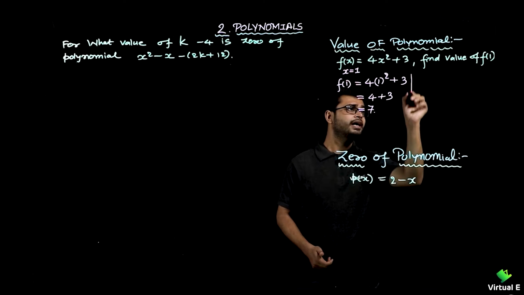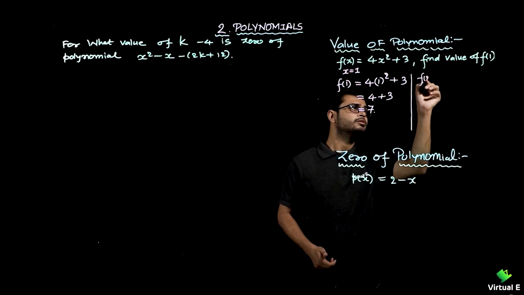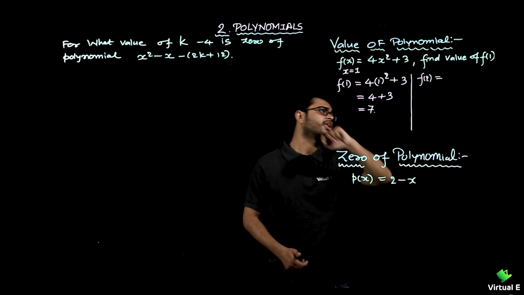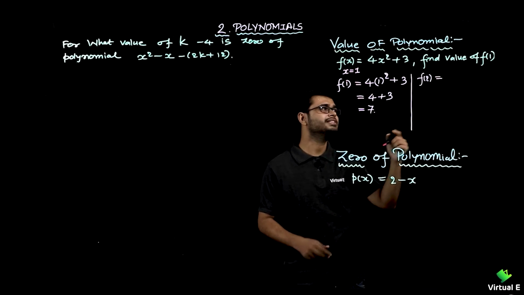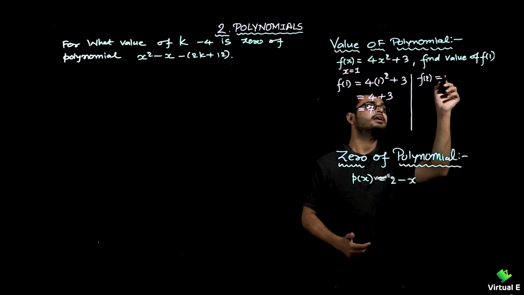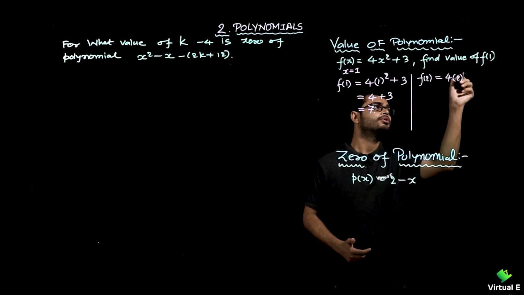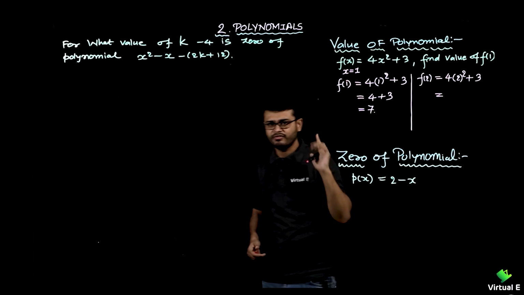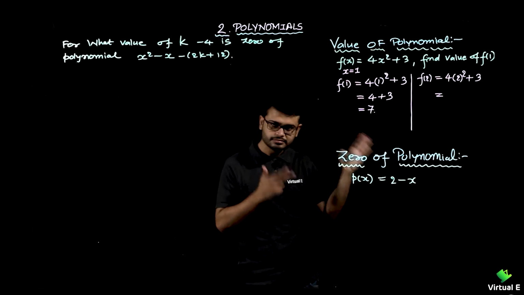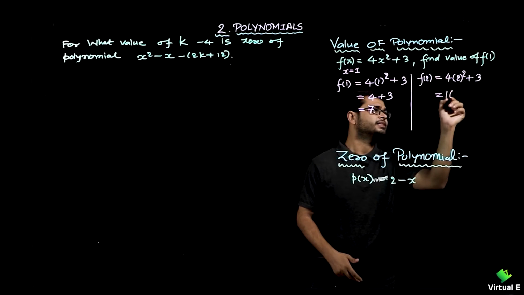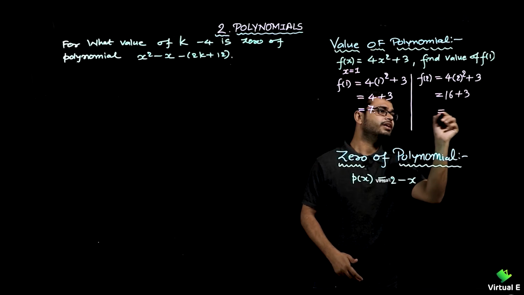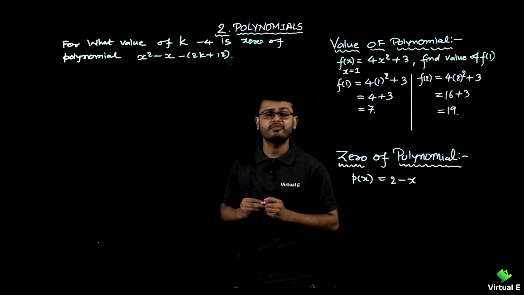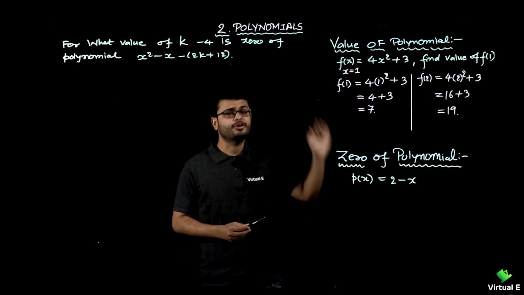Suppose if you want to find f(2), so instead of 1 I will substitute x = 2. So you can find the value, it's very easy. You have done it in grade 9 already. So 4 into 2 square plus 3. So 2 2s are 4, 4 4s are 16, and 16 plus 3 will give you 19. So f(2) is 19. So this is how we find the value of polynomial.